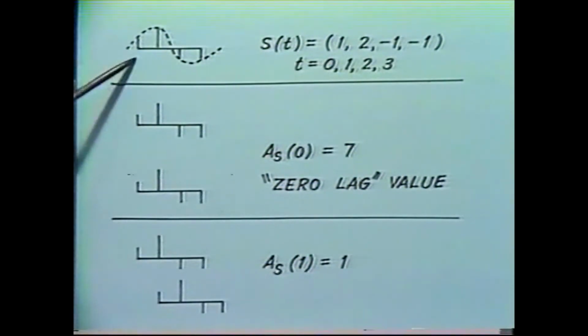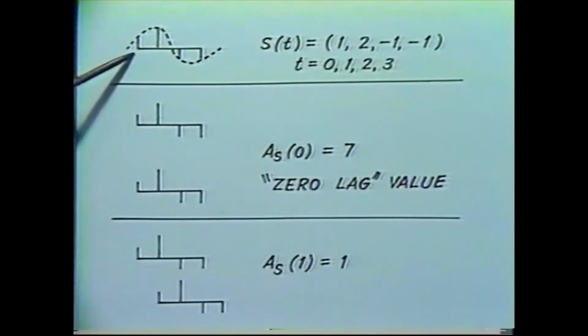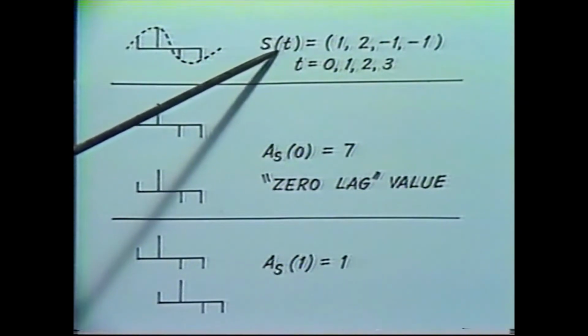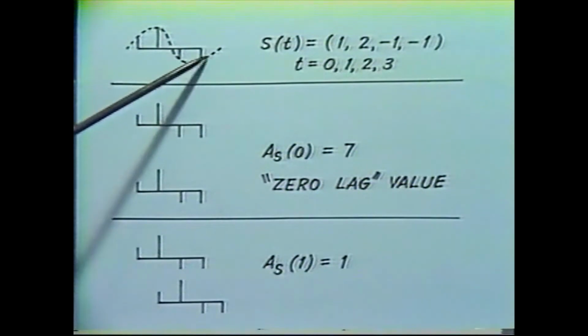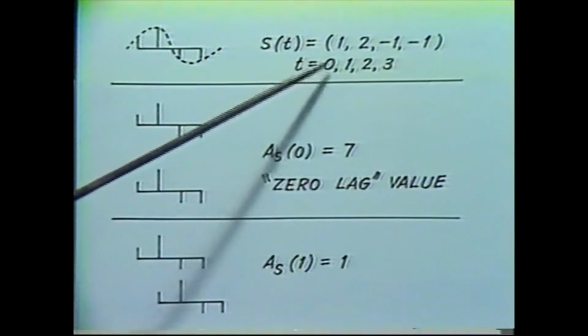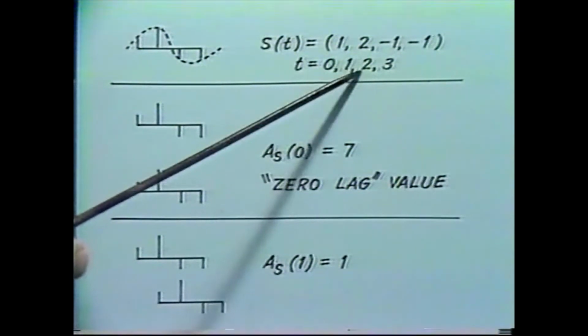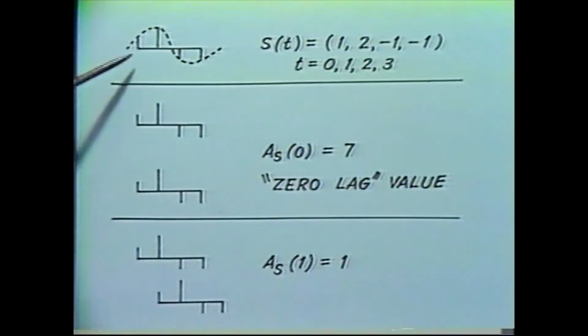Here we have a small trace segment. We only have 4 sample points on it, just so we can go through the numerics of how one actually computes an autocorrelation. So our little trace segment here, call it S of t, has the values 1, 2, -1, and the last sample is also -1, corresponding to arbitrary time 0, 1, 2, and 3. The autocorrelation is formed by correlating this trace with itself.